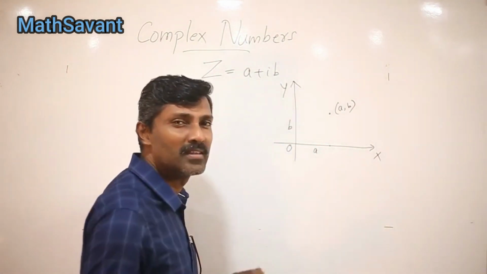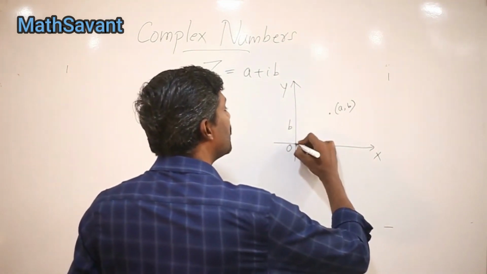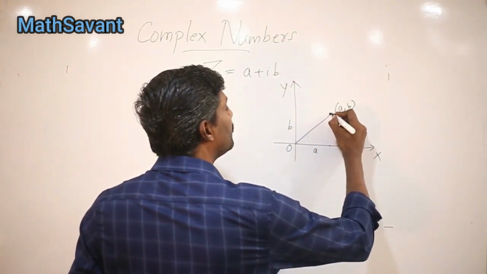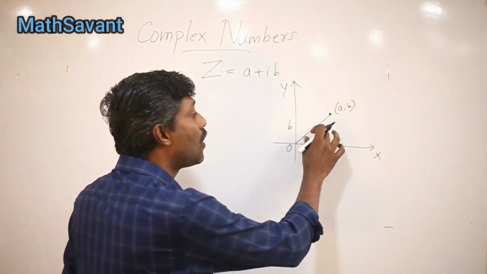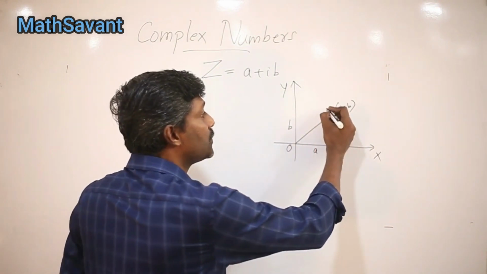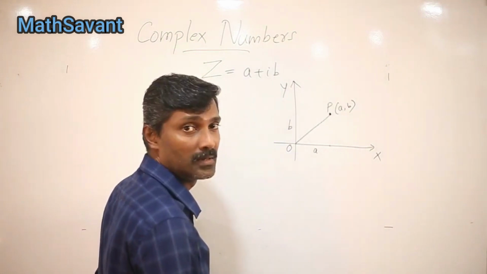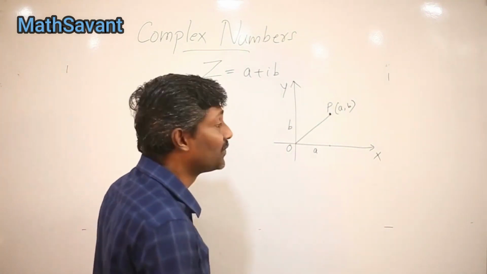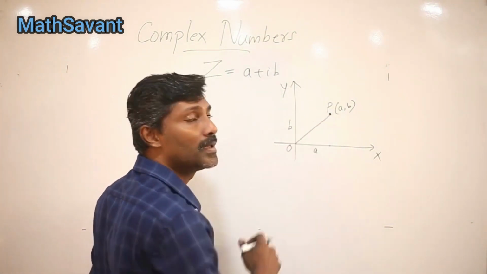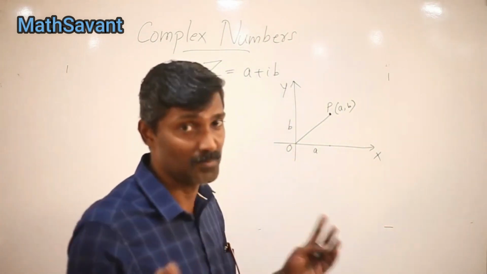Now what do you mean by the modulus of this complex number? Just join the origin and this point. And the length of this particular line segment, suppose this is the point P, which represents the complex number with coordinates A, B, then the length OP is the modulus of the complex number A plus IB. It is as simple as that.